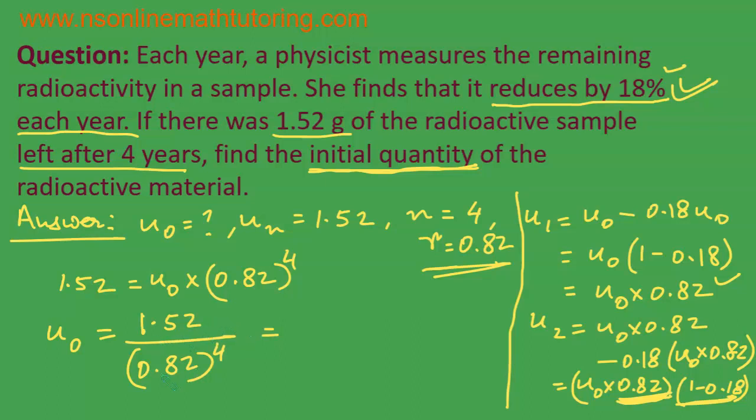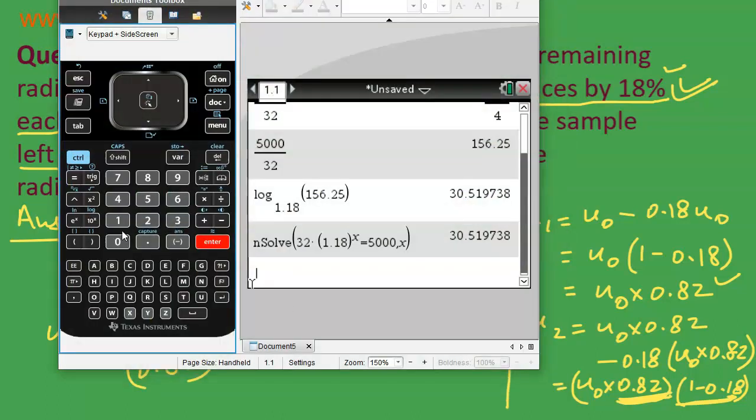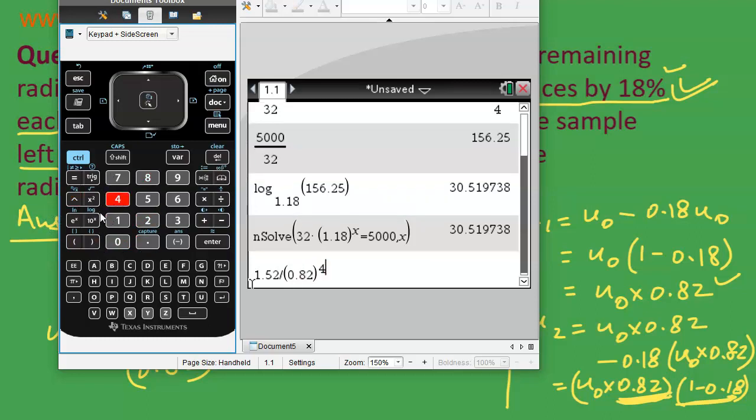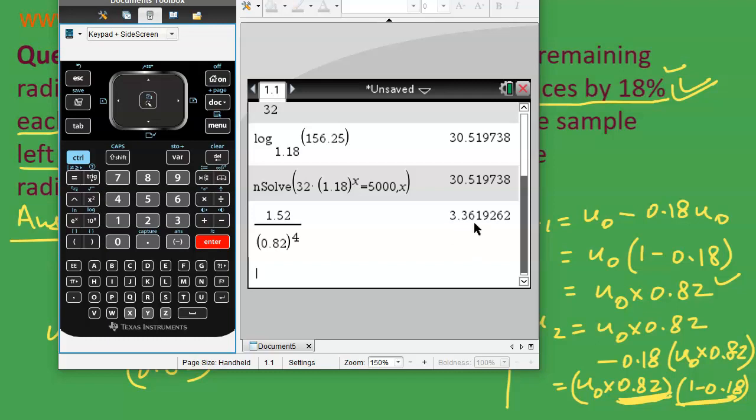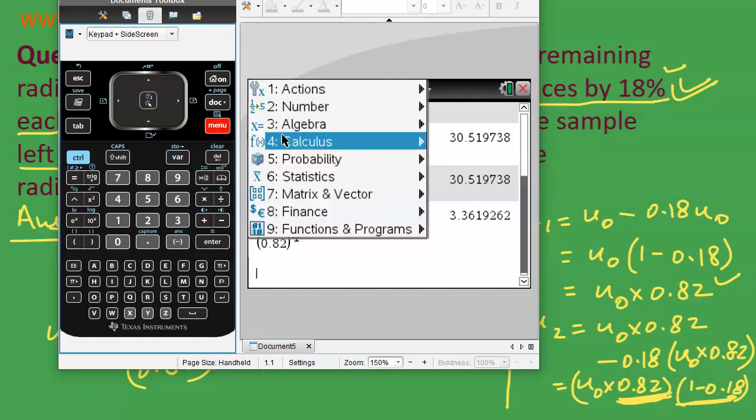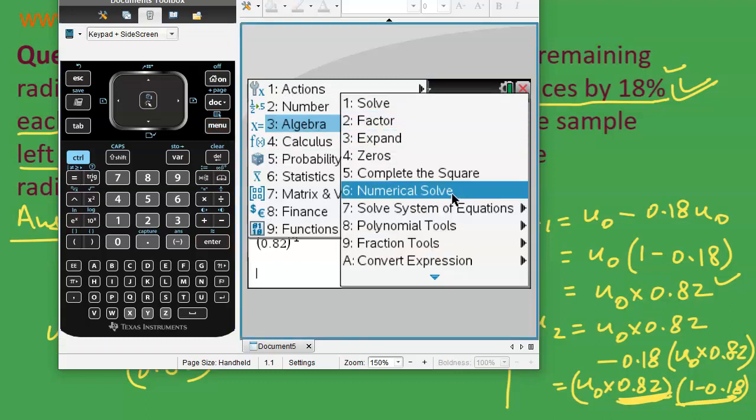So, it is 1.52 divided by 0.82 to the power of 4. It is equal to 3.3619. So, we can take it to be equal to 3.36. Okay. And now, let us use the NSolve method. Let us see what is the value that we are getting using the NSolve method.